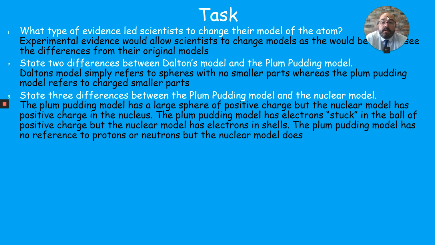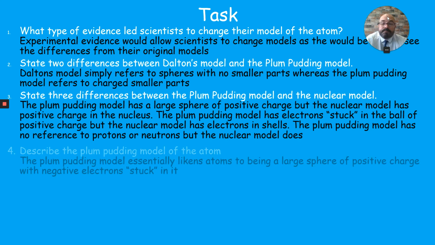So for these two, plum pudding suggests a large sphere of positive charge, but the nuclear model has the positive charge in a small area in the nucleus. Second difference, the plum pudding model has electrons stuck in the ball of positive charge, but the nuclear model has electrons in shells. And finally, the plum pudding model has no reference to protons or neutrons, but the nuclear model does.